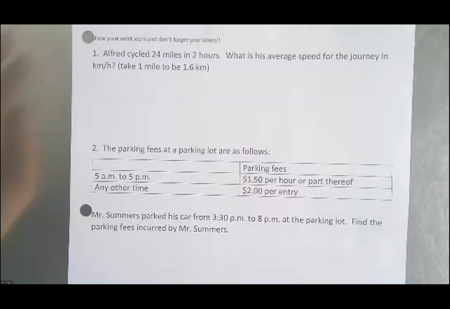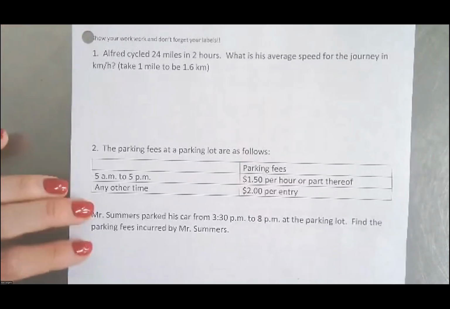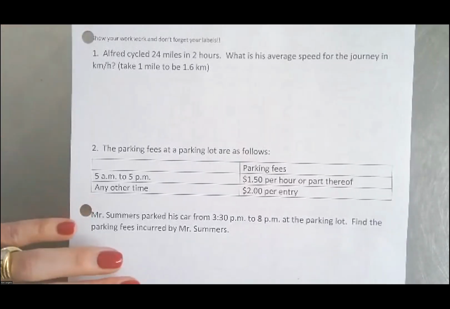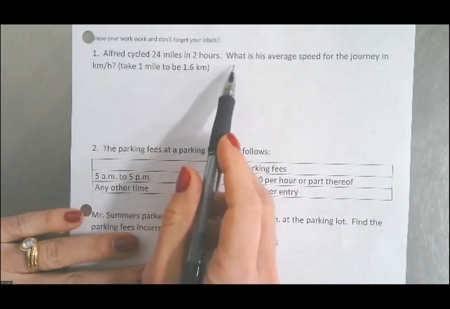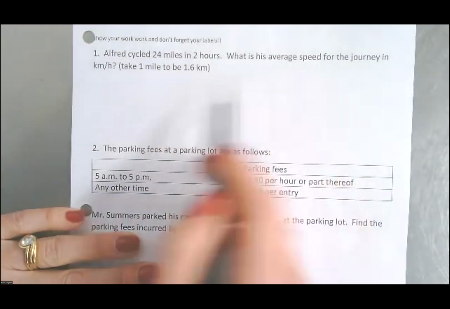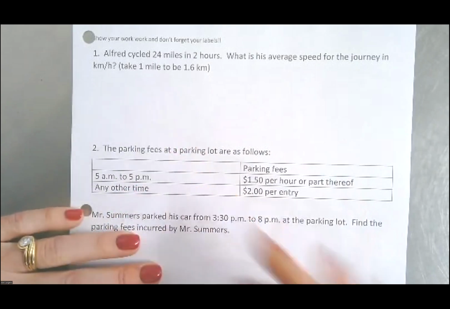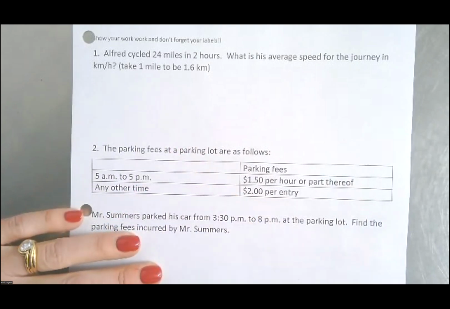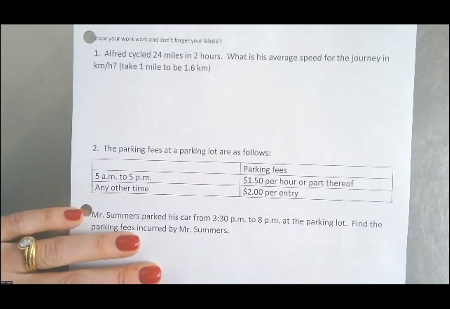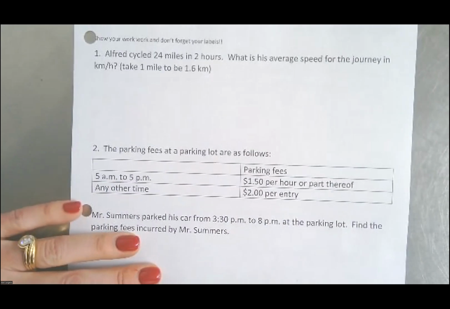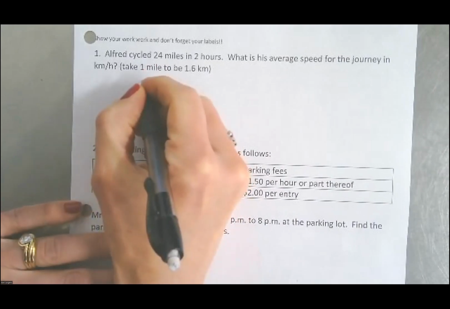Okay, so we'll go ahead and just begin. Okay, so number 1, Alfred cycled 24 miles in 2 hours. What is his average speed for the journey in kilometers per hour? All right, so when we are finding a speed, what do we put on the left of our arrow diagram? Time or distance when we're finding speed? Elijah? No. Time is always going to be on the left when we're finding a speed.